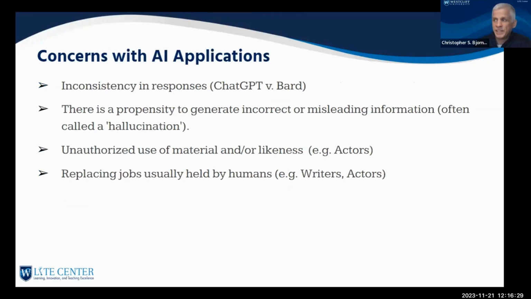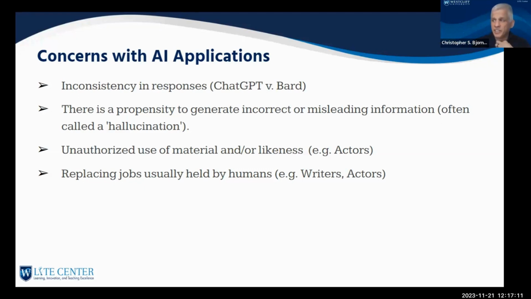Some concerns with using AI applications, inconsistency in responses. I use ChatGPT and Bard. I haven't used Bard as much as ChatGPT, but what I find interesting is you can go in there and use the same prompt, and both of these AI-generated machines or applications will generate different responses. As a matter of fact, Bard would, for some reason, generate twice as much content as ChatGPT did. And again, I'm not sure why, it just did. And there's also the concern whether or not it's accurate, right? And that goes to the next point.